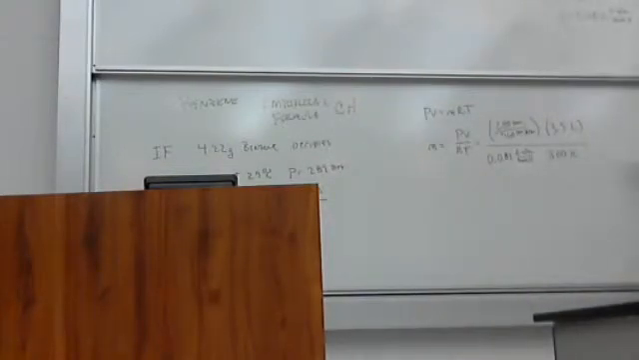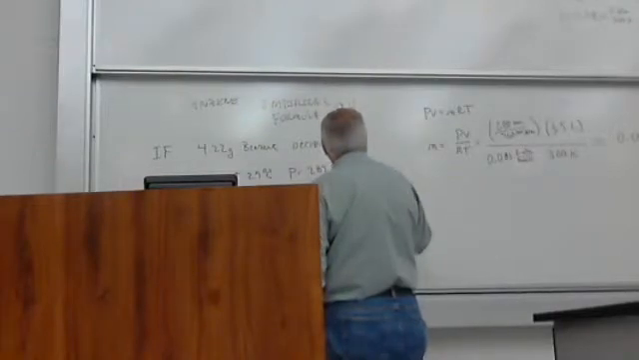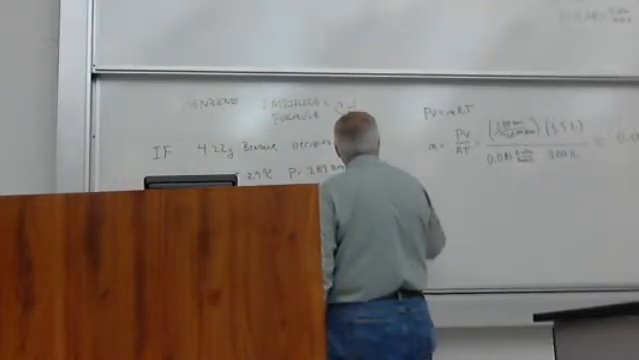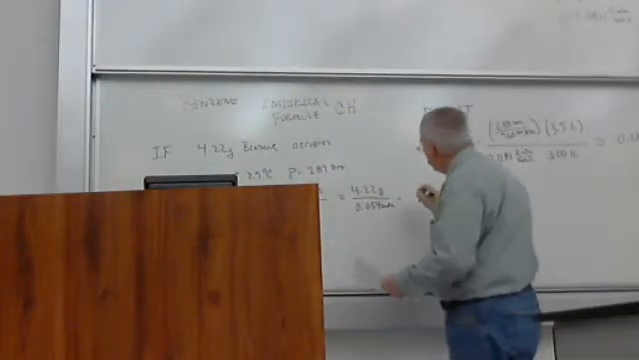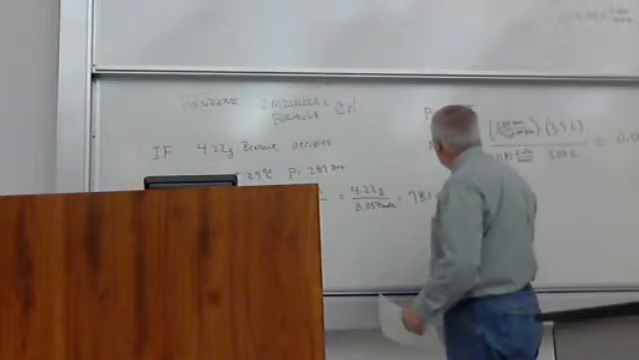So if I run these numbers, I should get the number of moles of my gas, which is 0.054 moles. And so that tells me that the molecular mass must be 4.22 grams over 0.054 moles, or 78.1 grams per mole.